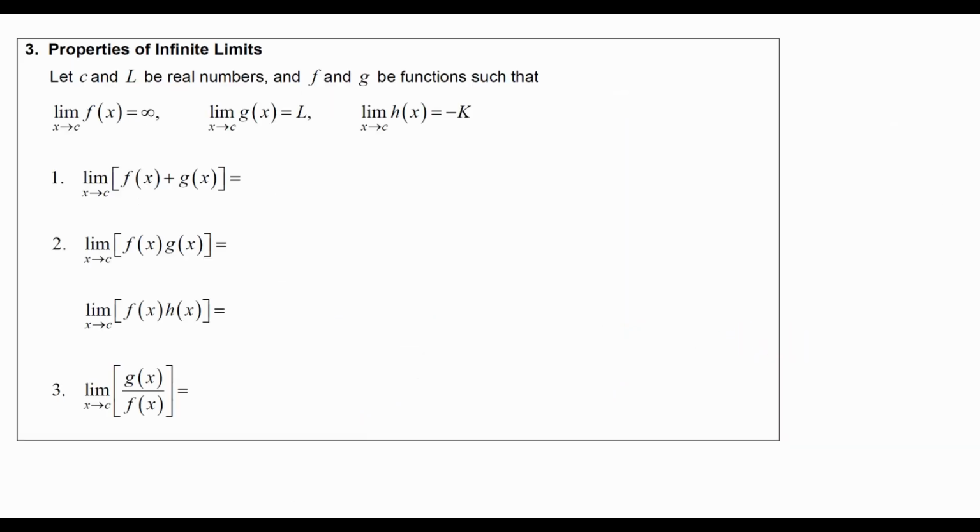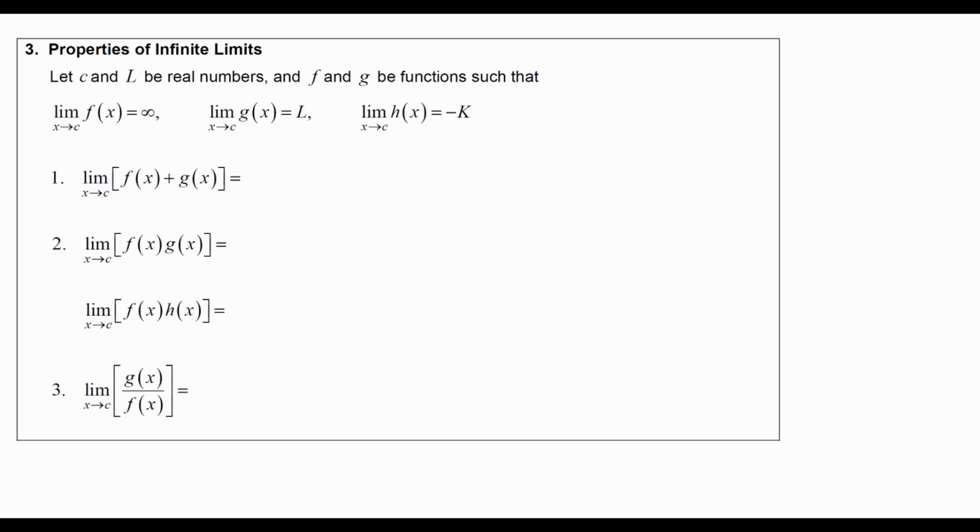So then what do we do if we have infinity plus a number or negative infinity plus a number? Or what happens if we do infinity times a number, stuff like that? So here are the properties of infinite limits. And please only go by these rules and do not create rules. You can only use the facts or properties that we learned to determine what the answer has to be. So, properties of infinite limits.